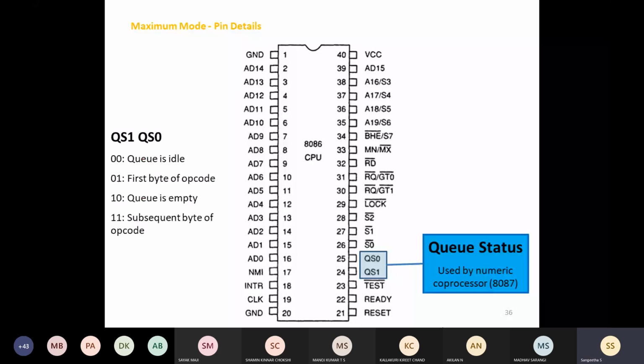So it will indicate the queue status. If it is 00, the queue is in the idle state. If it is 01, it is the first byte of the opcode, which might be decoded, and after that the queue is empty. If there is a 2-byte hole, then it will be updated. And 11 means the subsequent byte of your opcode, so it will be decoded and executed. Like that, it will show the status of your queue. This pin will be indicating that.